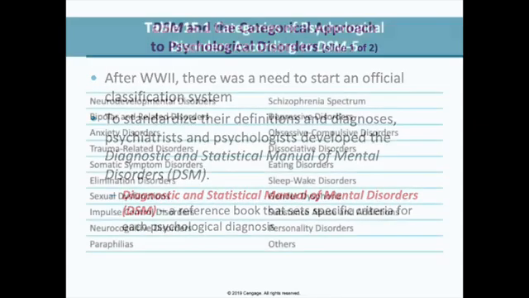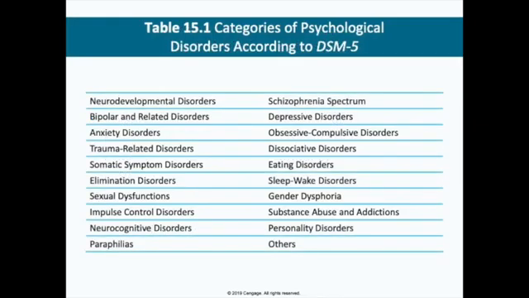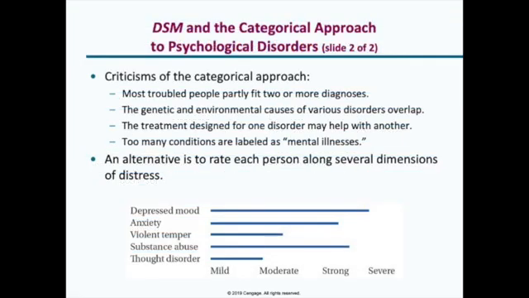Slide 9. Here is a table of psychological disorders as listed in the DSM-5. Some criticisms. Slide 10. The DSM has helped standardize psychiatric diagnoses so that psychologists use terms like depression, schizophrenia, and so forth in more consistent ways than they would otherwise.